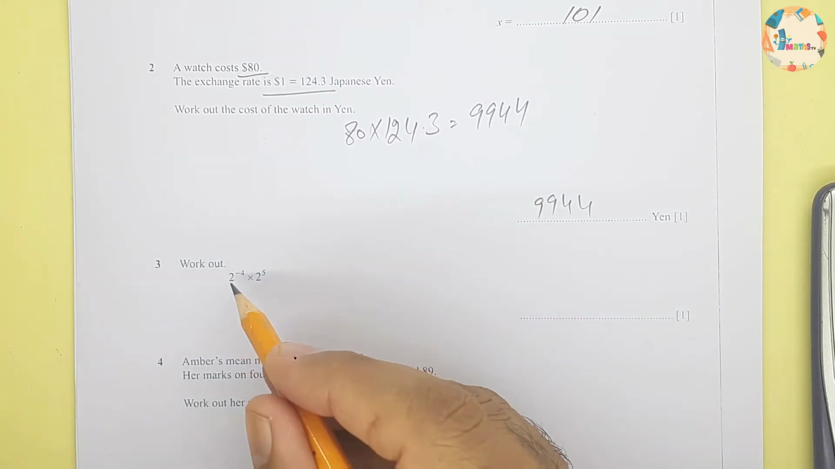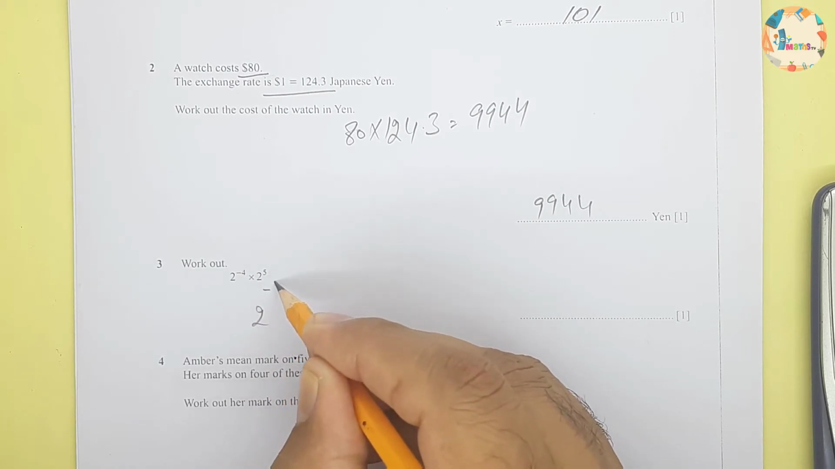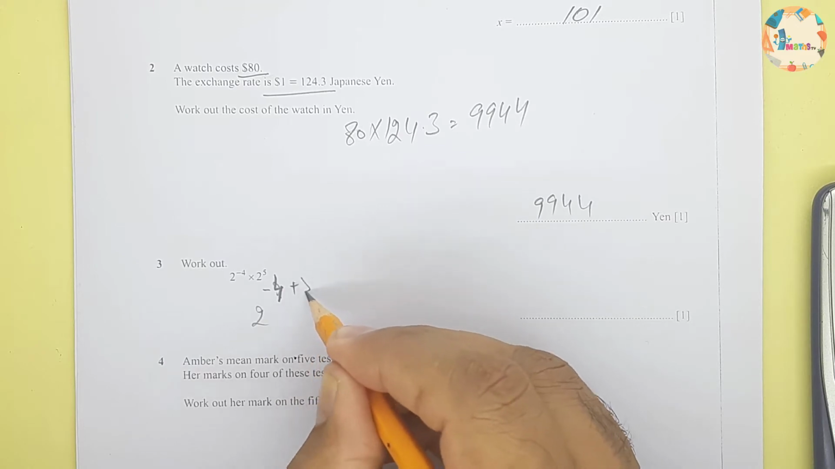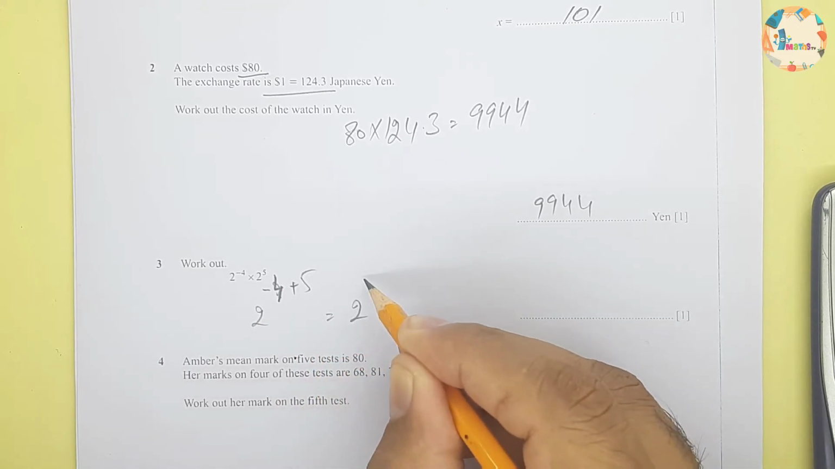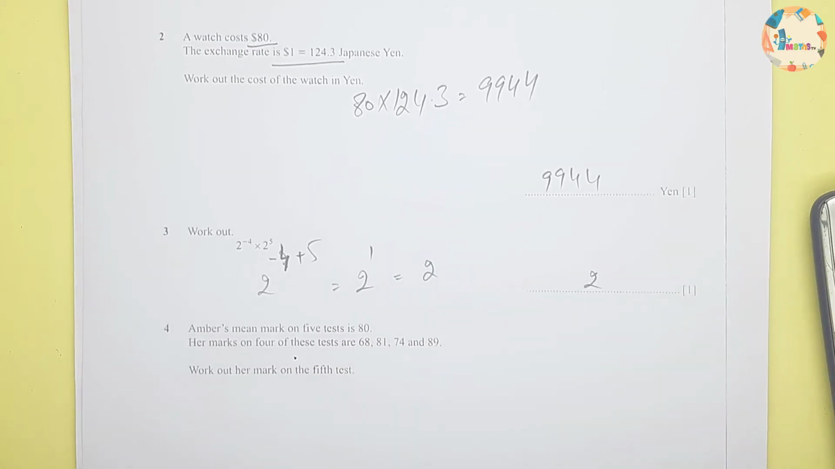Work out this one, the power rule. So the powers will be added: 2 raised to the power minus 4 plus 5, and this will be equal to 2 raised to the power 1, which is equal to 2. So the answer will be 2.